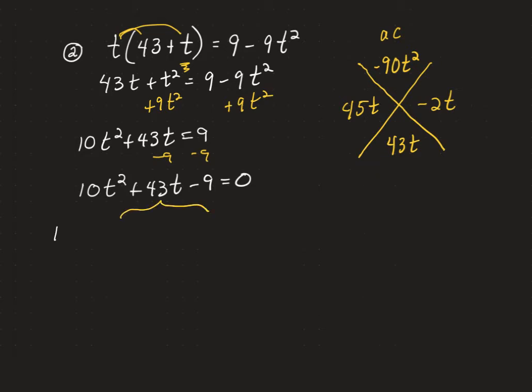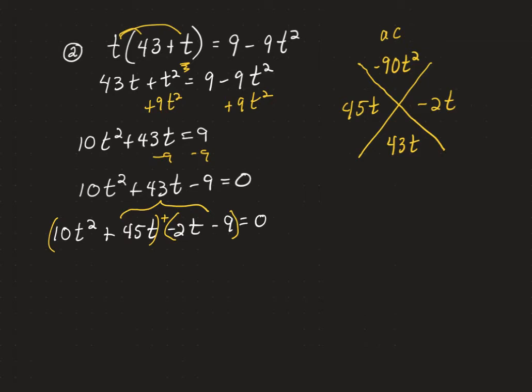See, you can't forget anything in this course. It keeps coming back around. So I have 10t squared plus 45t minus 2t, because those combine to give me 43t, minus 9 equals 0. Now I'm going to factor by grouping. And I'm going to go ahead and include that negative 2 with my t. So I'm adding the quantity negative 2t minus 9.